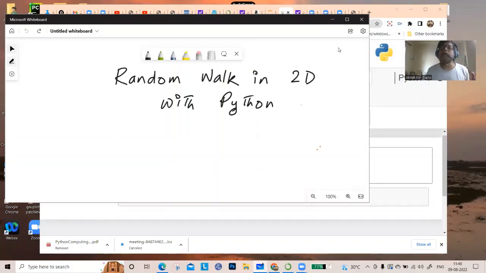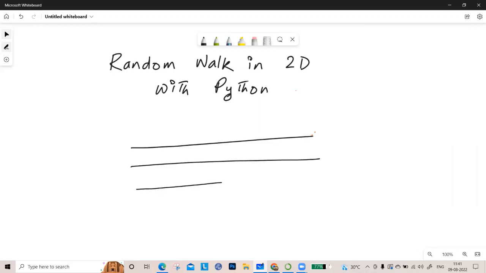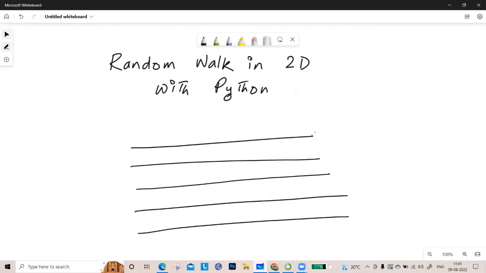Hello and welcome. Let me discuss random walk in 2D. We discuss random walk on a square lattice. Let me give you an impression. Let me draw a square lattice, or a square grid. You can think of it as a kind of graph paper.